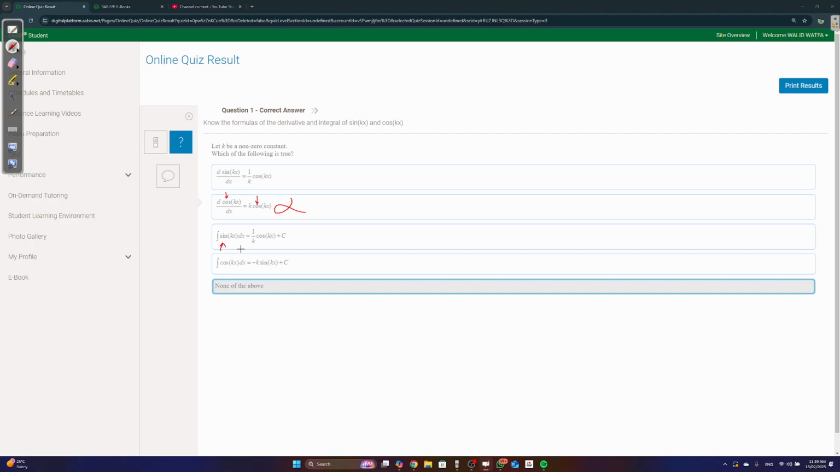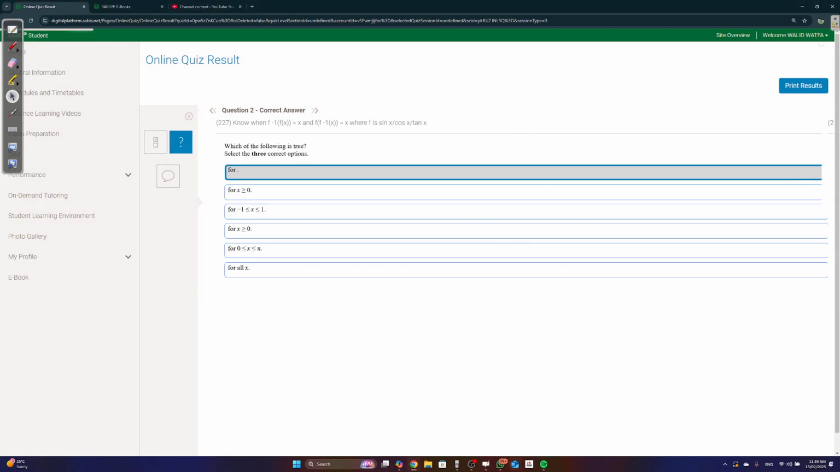Integral of sine is 1 over k cosine kx plus c. What are they missing here? They're missing the negative, right? It should be negative. Integral of sine is negative cosine. So this is wrong. Integral of cosine is, no, this is correct for the most part, but actually it should be 1 over k. So this is wrong. So none of the above.